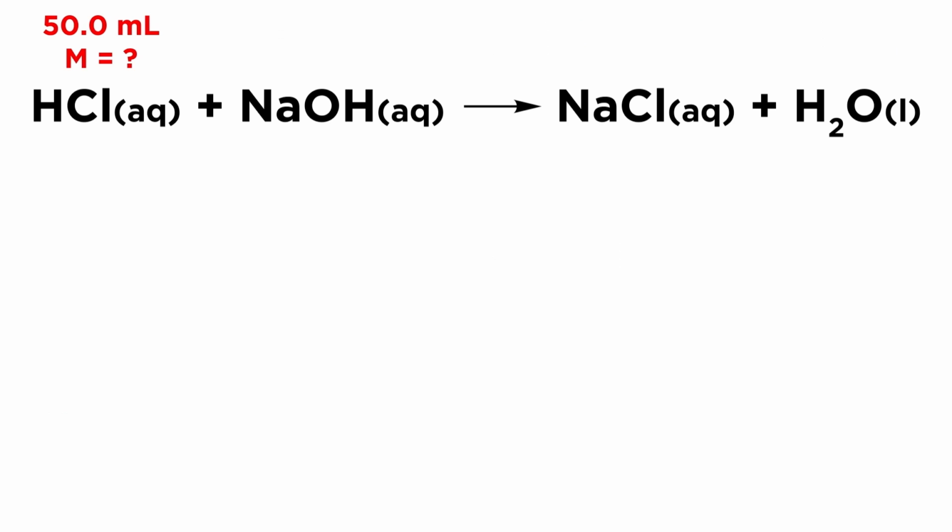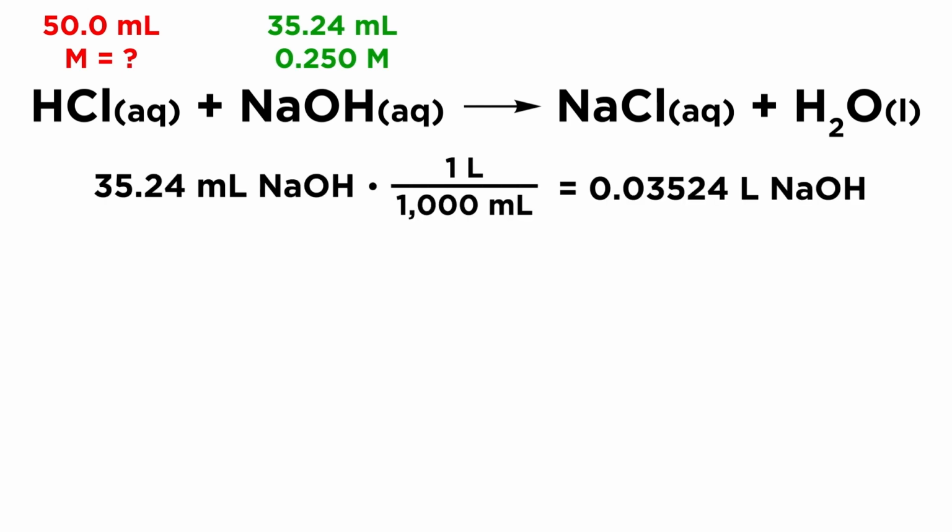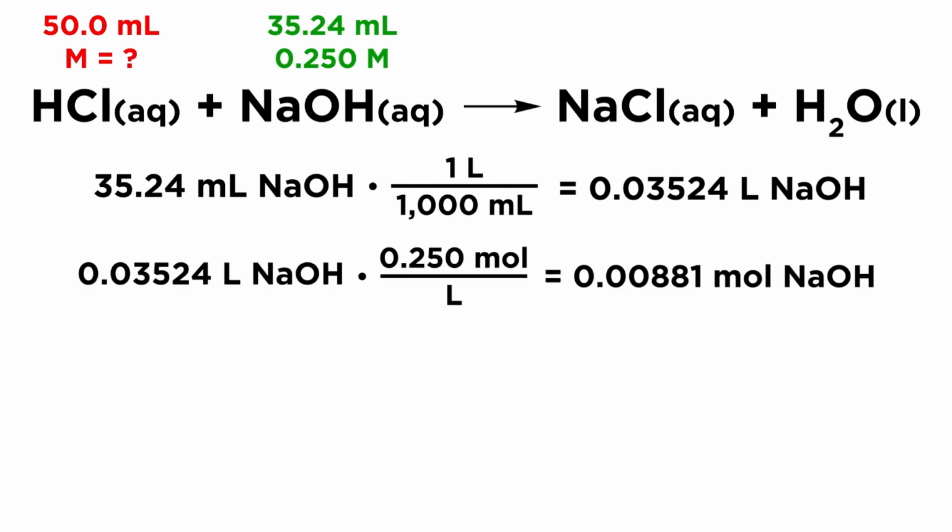So let's say we actually perform the titration using 50 milliliters of hydrochloric acid of unknown concentration. We titrate with 0.25 molar sodium hydroxide, and it takes 35.24 milliliters to reach the equivalence point. Now let's go through the three-step calculation we just outlined. In step 1, we convert the volume of base into moles of base, making sure to convert from milliliters to liters first, and then multiplying by the concentration to get moles. So it took 0.00881 moles of base to reach the equivalence point.